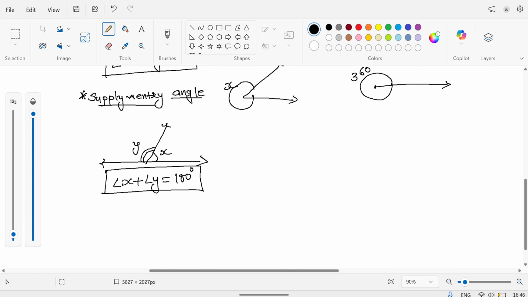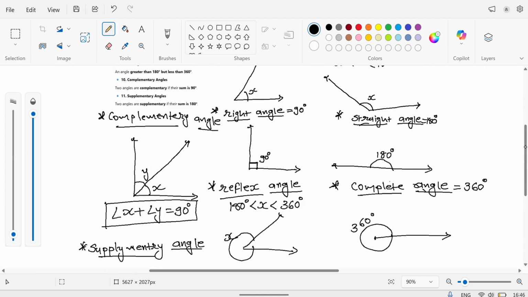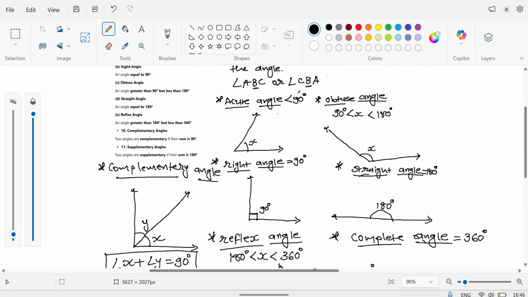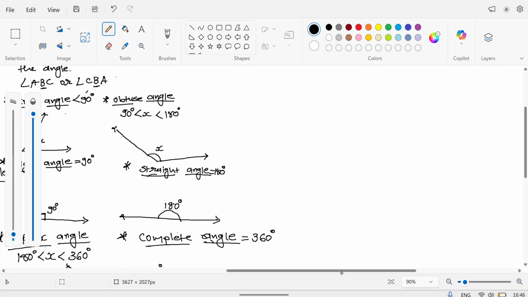If the two angles are added and they create a line, it's called a linear pair of angles. It means if the sum of two angles is 180, it's also called a linear pair of angles, but both are adjacent angles. We will learn about adjacent angles in the next session.